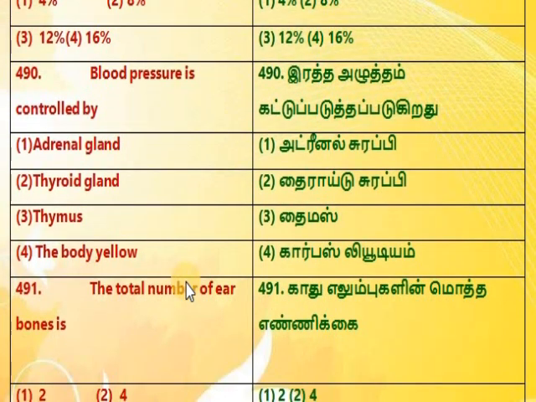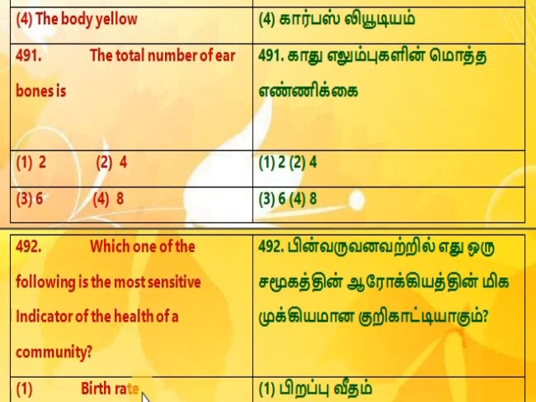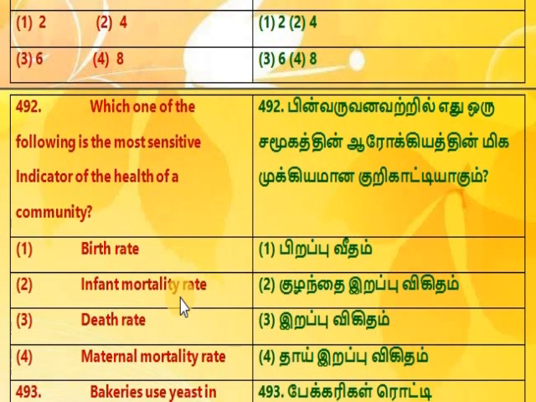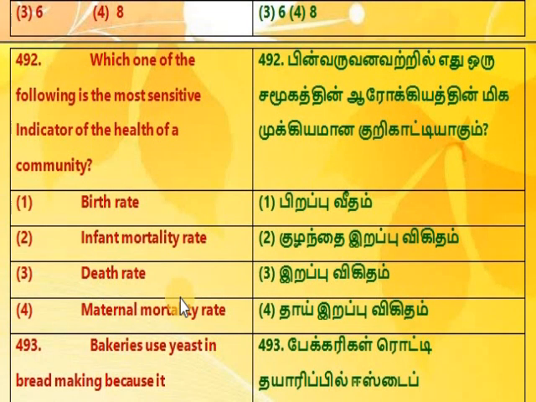490. Blood pressure is controlled by: 1. Adrenal gland. 2. Thyroid gland. 3. Thymus. 4. The body yellow. 491. The total number of ear bones is: 1. 2. 2. 4. 3. 6. 4. 8. 492. Which one of the following is the most sensitive indicator of the health of a community? 1. Birth rate. 2. Infant mortality rate. 3. Death rate. 4. Maternal mortality rate.